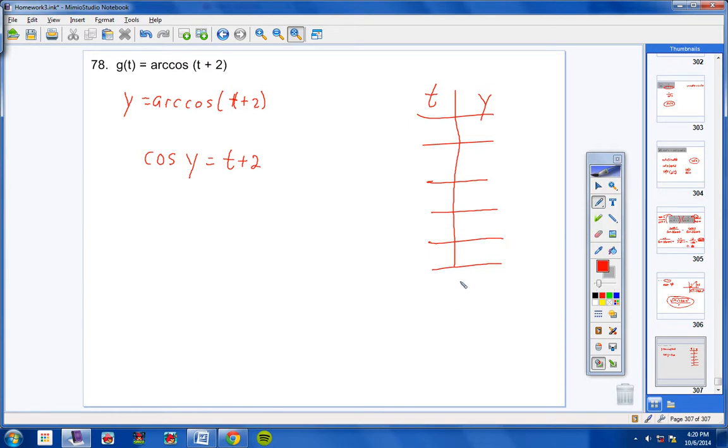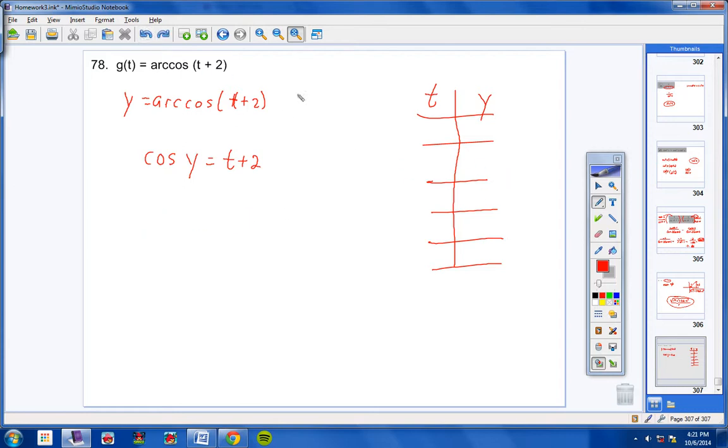Now, we're going to put values in for y, okay? Now remember, arc cosine means that the angle for cosine has to stay between quadrants 1 and 2. So y has to stay between 0 and 180. Now don't forget that, okay? It's very important because it tells us what to put in over here for y.